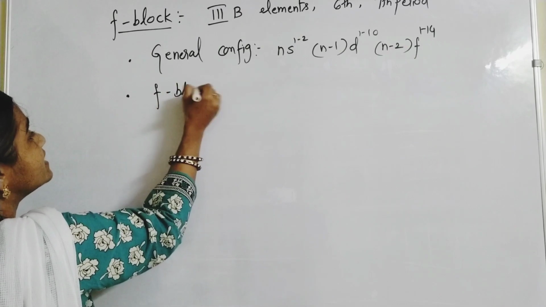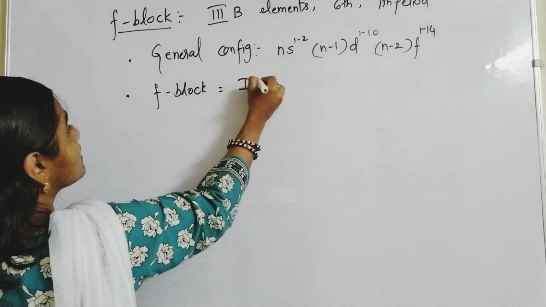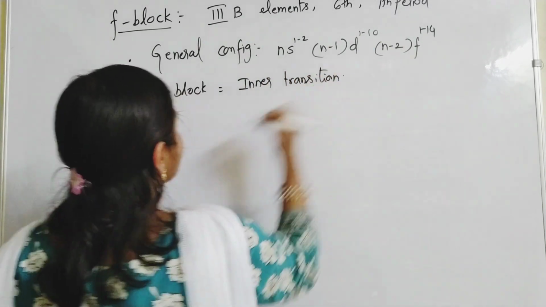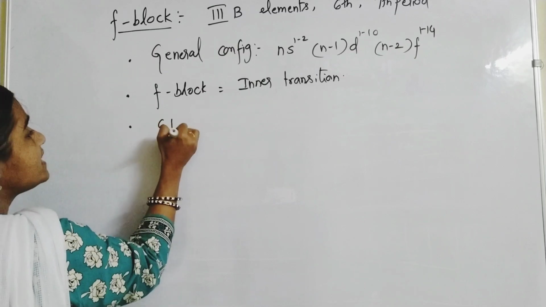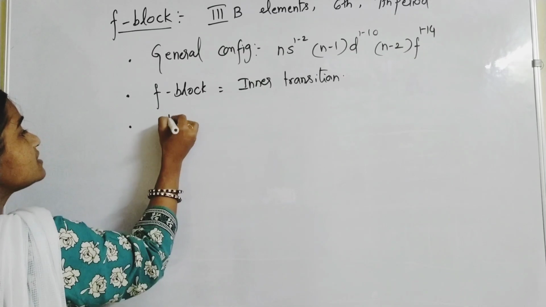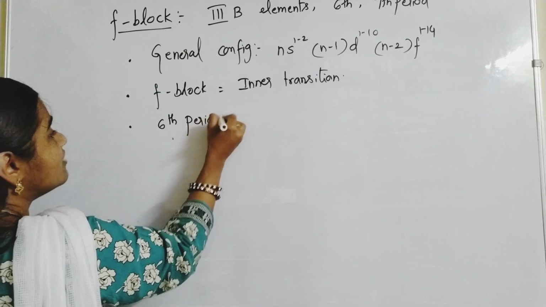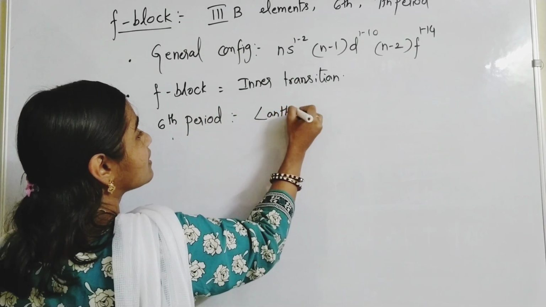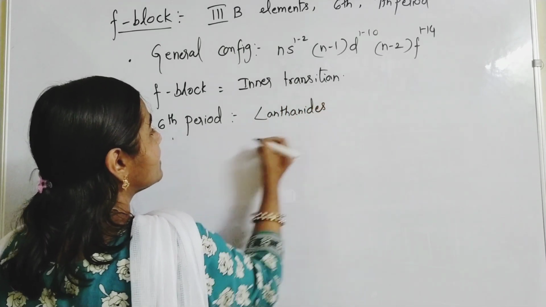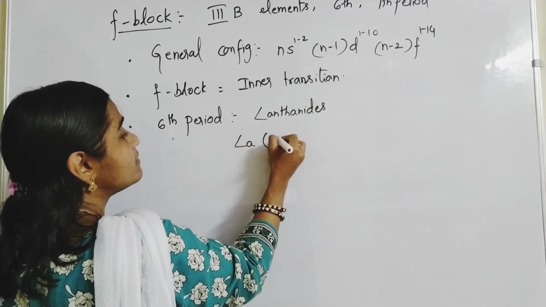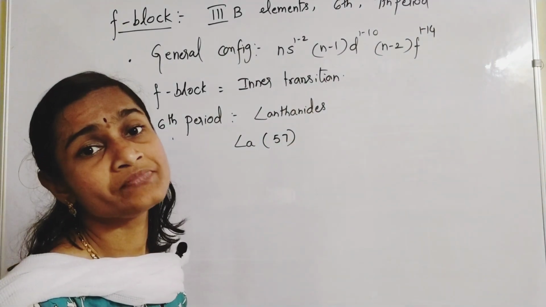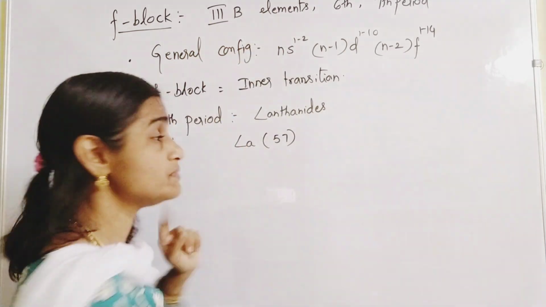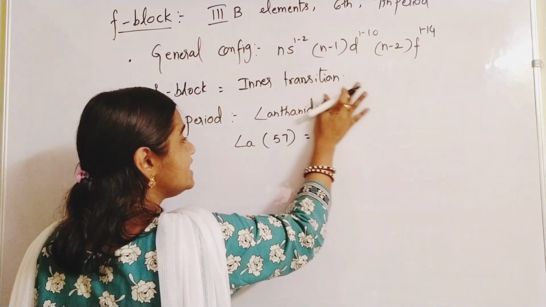And F block elements are called as what? Inner transition elements. And here, the 6th period F block elements are called as what? Lanthanides. Here lanthanum atomic number is 57, but lanthanum is a D block element only. Please remember, lanthanum is D block only.